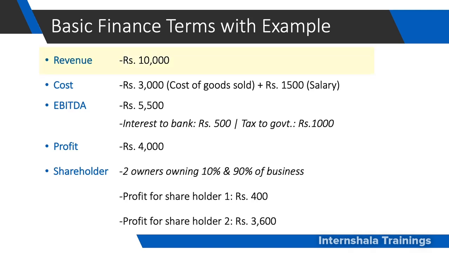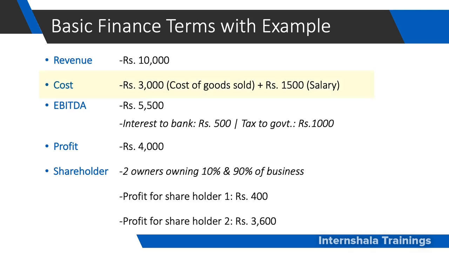The first one is revenue. If a company that sells watches sold watches and received rupees 10,000 for selling them in the year 2020, then the revenue for that year is rupees 10,000. So we can say revenue is the total value of the goods or services that has been sold.